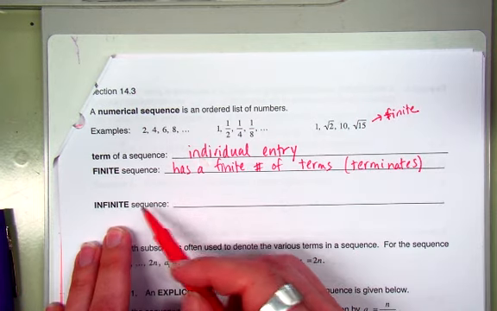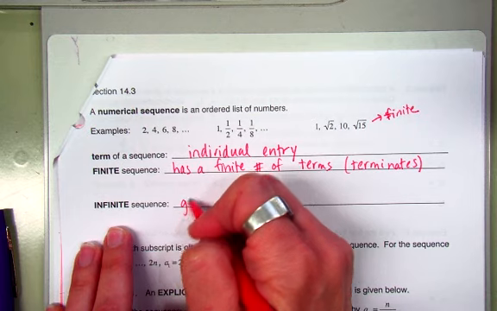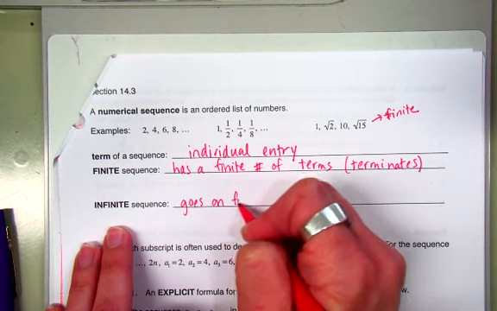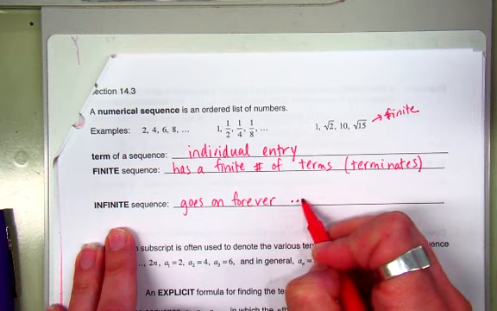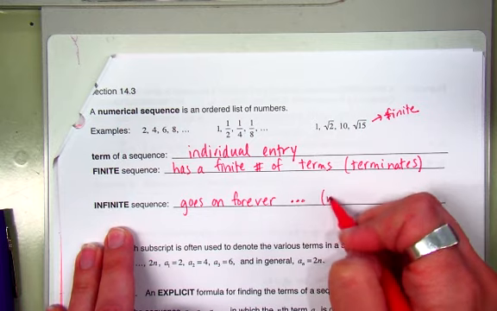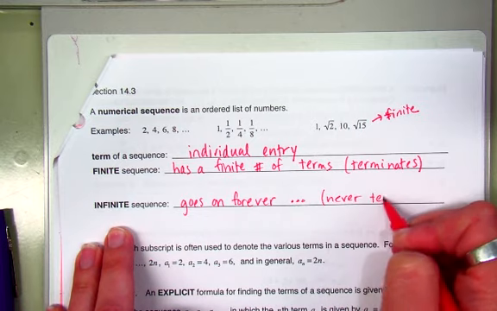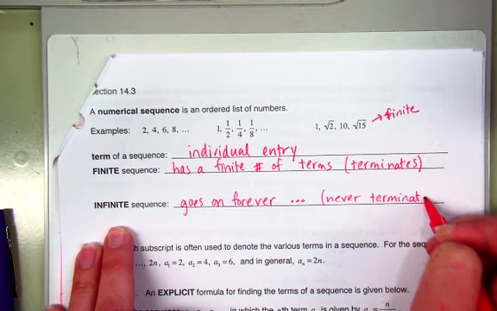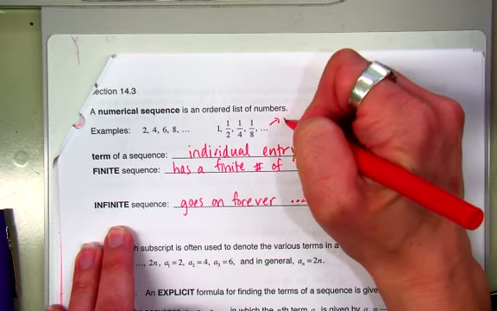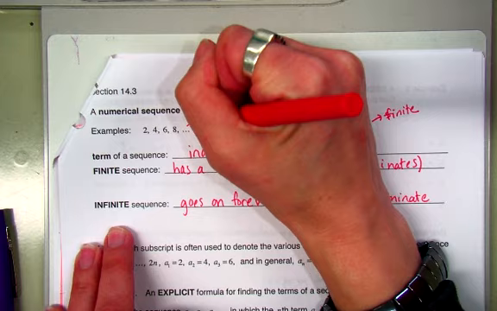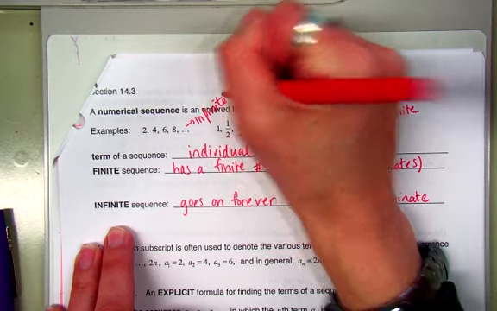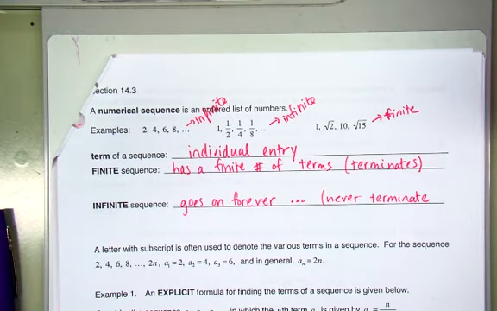An infinite sequence goes on forever. And that's usually noted by the 3 dots at the end, and this is something that would never terminate. For example, this one here would be infinite, and this first one is also infinite. Because of those 3 dots there, that means that it continues forever.